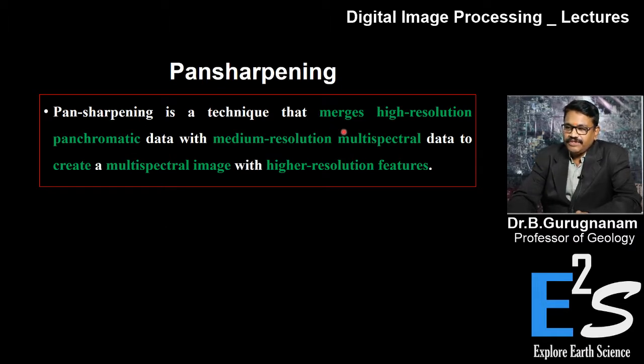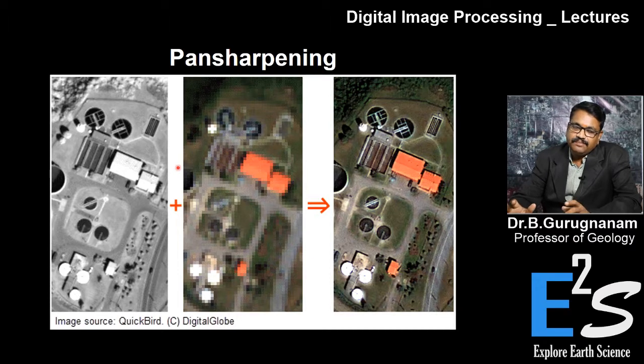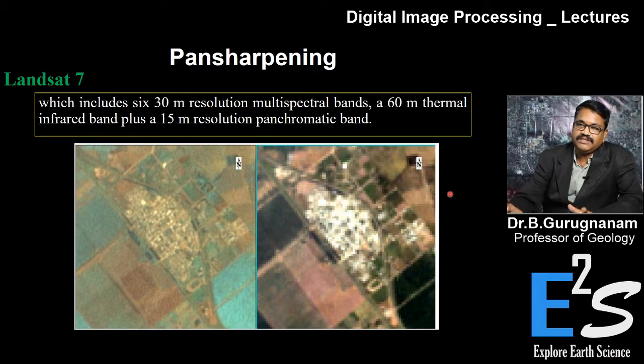Pansharpening is a technique of merging high resolution data with medium resolution multispectral data to get higher resolution features. And this is the best example for you to quickly understand. This is the pan data, a larger resolution data. The resolution of this image is not good, but this looks very good. You are taking this color image from 30 meter to 5.8 meter, or from 30 meter to 1 meter. You just stretch the color information and paste it over this, and you get a very classical image. That is the speciality of pansharpening. So now you will understand how this works.